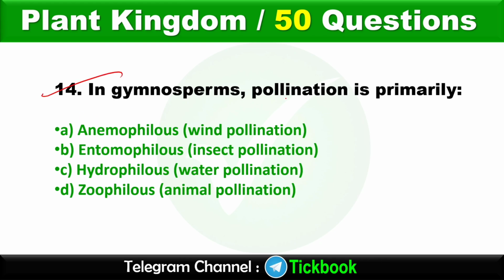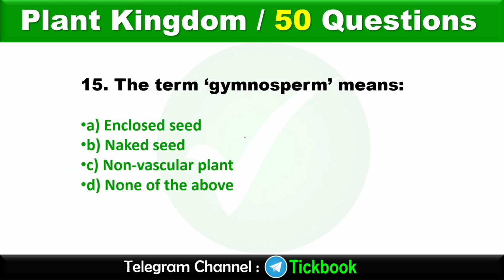14. In gymnosperms, pollination is primarily. Option number A is the right answer, anemophilous, wind pollination. That means anemophilous is the right answer, option number A.